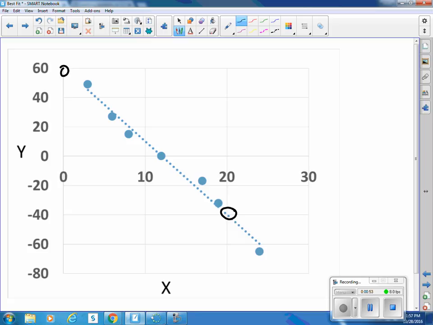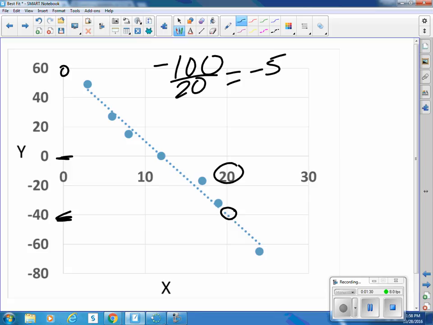So we went from 60 down to negative 40. That has a distance of, I have to go 60 to get to 0, and I have to go 40 more, so I've gone 100. Y has changed 100, it's gone down 100, and how much did X change in that same amount of time? Well, it went to 20. So from 0 to 20 is a change of 20. So 100 divided by 20 is 5, and it's negative. Negative 100 divided by 20 is negative 5.